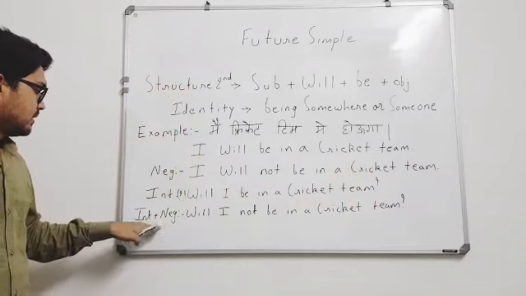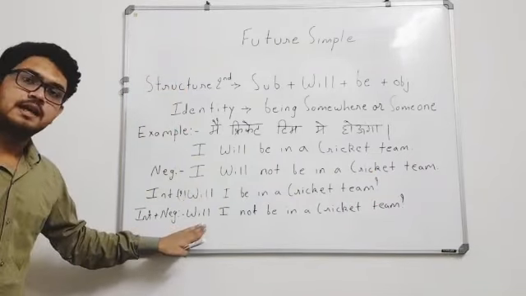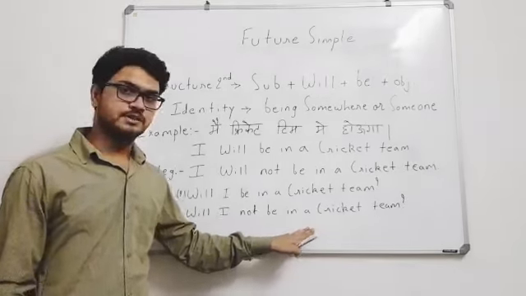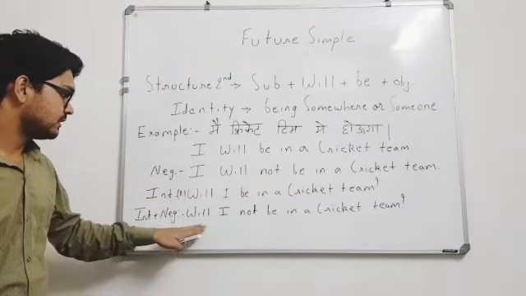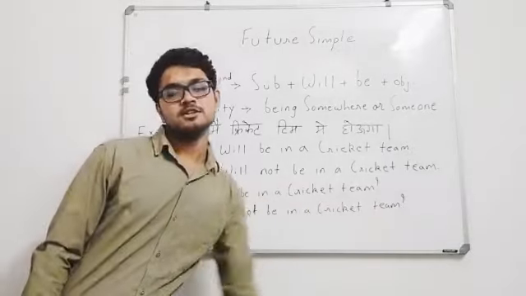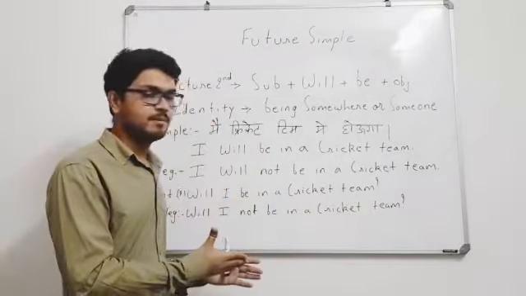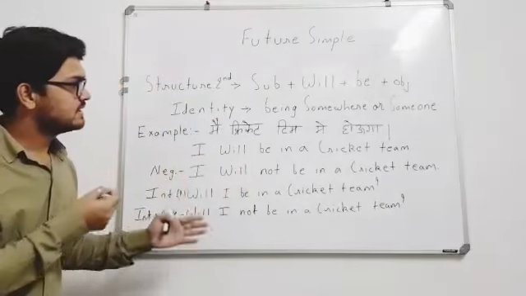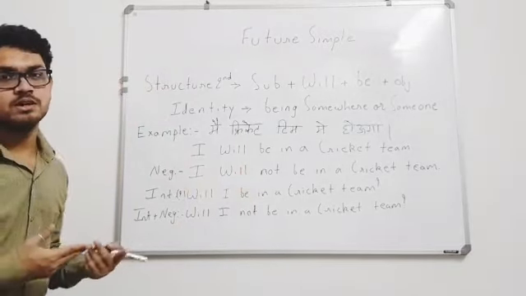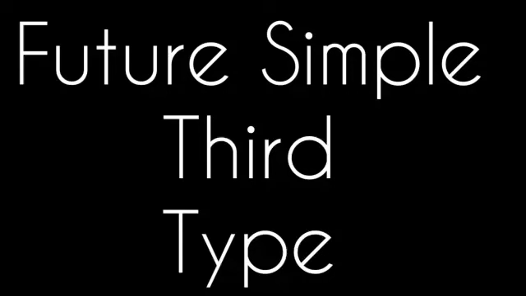Okay. After that we have interrogative negative. That is helping verb, subject, not, be, and then object. So now we can make the sentence: will I not be in a cricket team, and then question mark. So just the very same way as we did in the first type, we have done in the second type again, and we have made this sentence here, and I hope you understood it very well. Now we're going to move on to type number third in future simple. Okay, let's see.